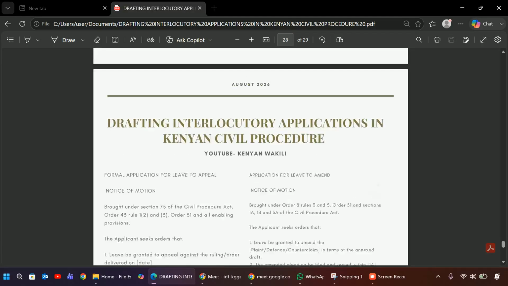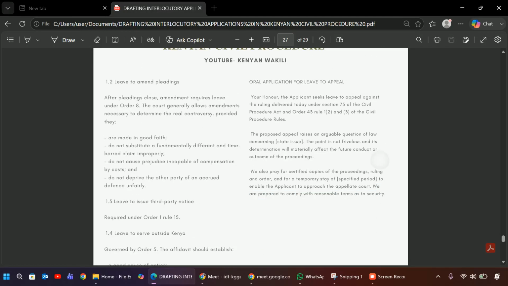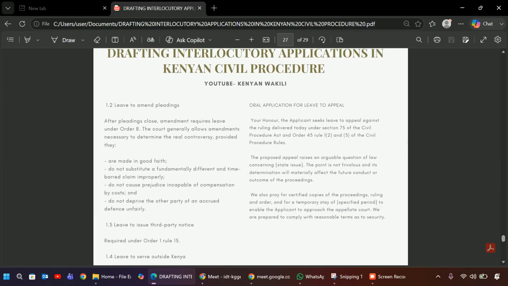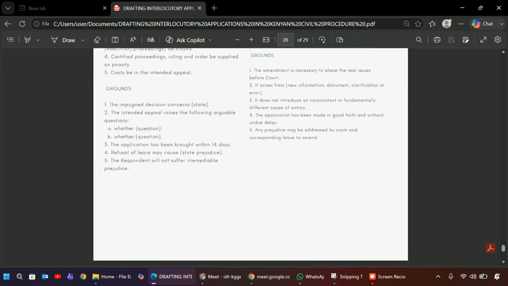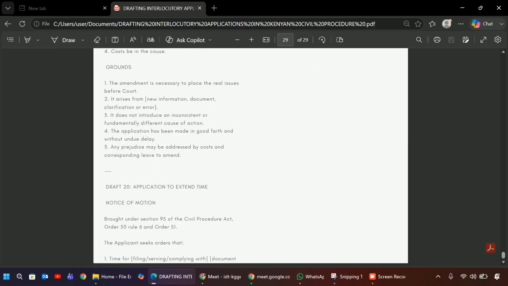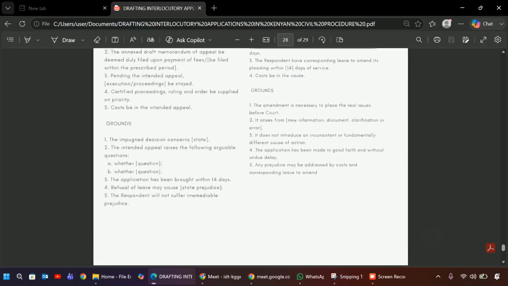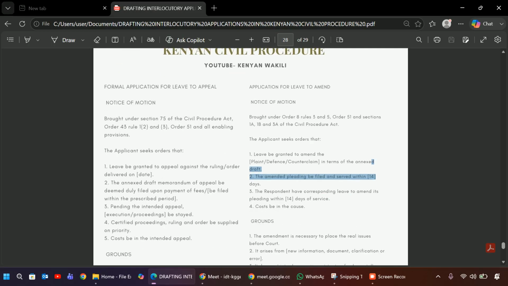What is this? Formal application for leave to appeal. This one is a huge one. Oral application for leave. Application for leave to amend. Okay, let me brush through, okay, I have even reached the end. So formal application for leave to amend.